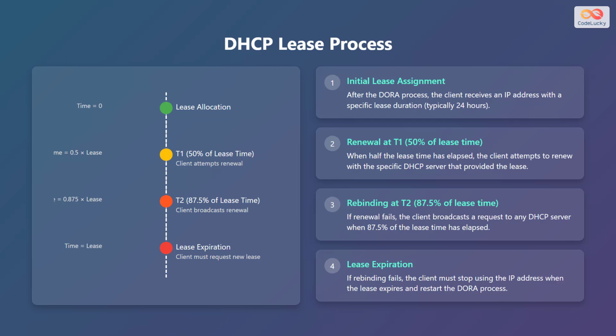Let's understand the DHCP lease process. After the discover, offer, request, and acknowledgement process, the client receives an Internet Protocol address with a specific lease duration, which is typically 24 hours. At time 1, which is 50% of the lease time elapsed, the client attempts to renew with the specific DHCP server that provided the lease. At time 2, which is 87.5% of the lease time elapsed, if renewal fails, the client broadcasts a request to any DHCP server. At lease expiration, if rebinding fails, the client must stop using the Internet Protocol address and restart the discover, offer, request, and acknowledgement process.